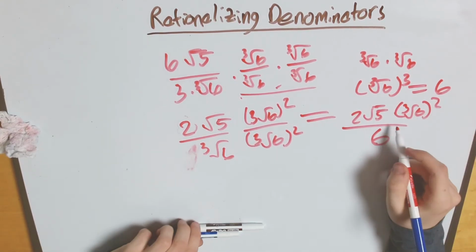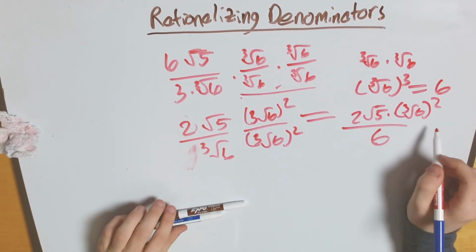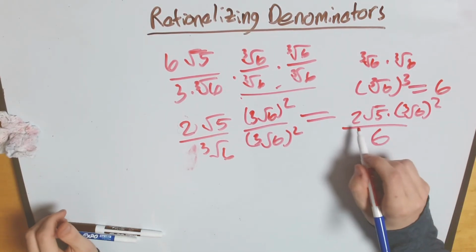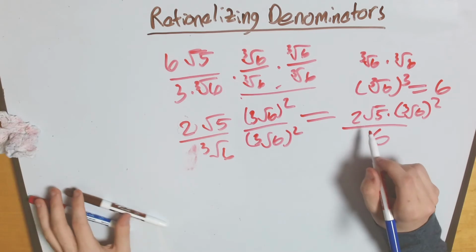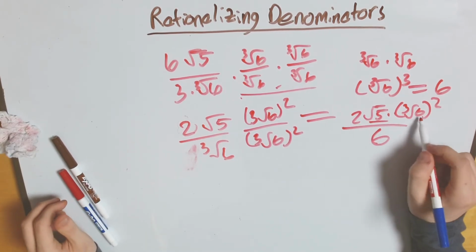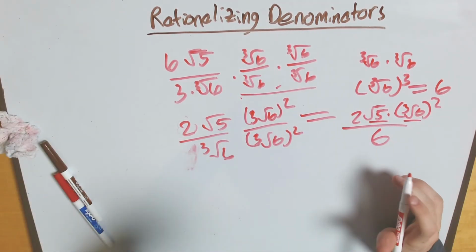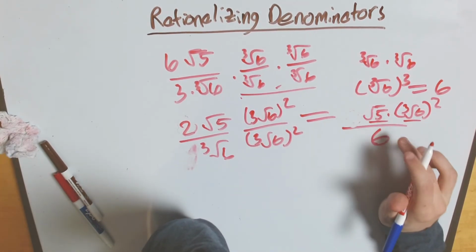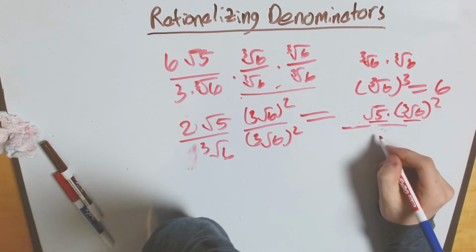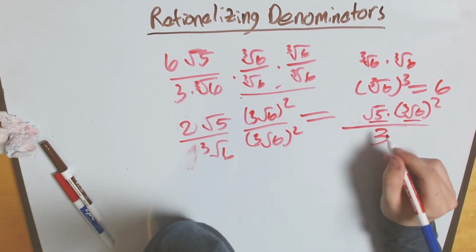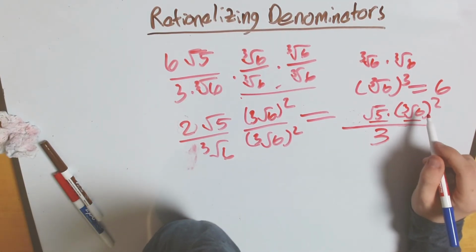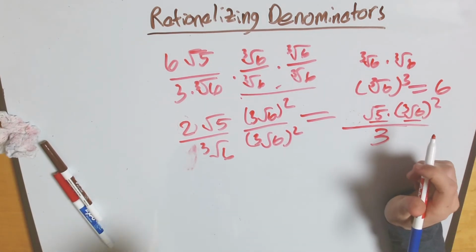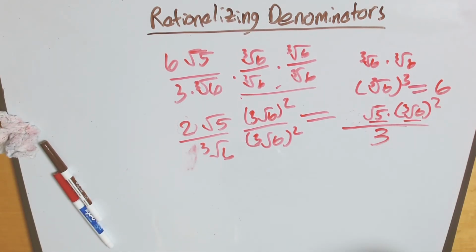And unfortunately, we can't combine these two terms. We have a square root and a cube root, so we can't do anything. But we can actually factor out a 2 out of this entirely, and then 2 out of this entirely. So we can just have 1 over 3 times square root of 5 times a cube root of 6 squared. This is the most complicated form of rationalizing denominators you would see, where you have to multiply by the cube root of 6 squared.